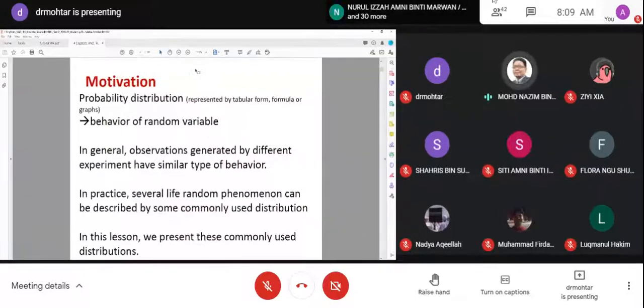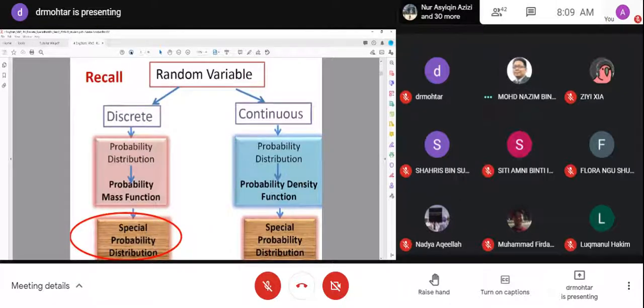We present this commonly used distribution. So the representation of random variables, we put it as probability distributions. If we can recall what we looked at last week, random variables consist of discrete and continuous random variables. The discrete random variables have a probability mass function, and the continuous random variables have a probability density function.